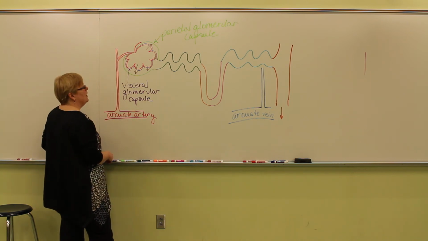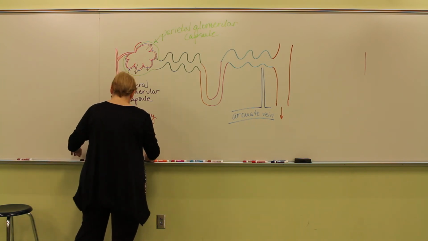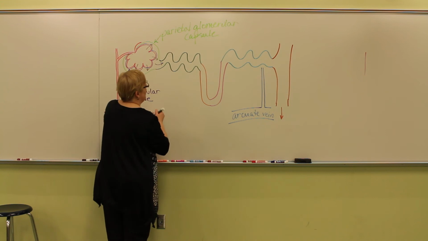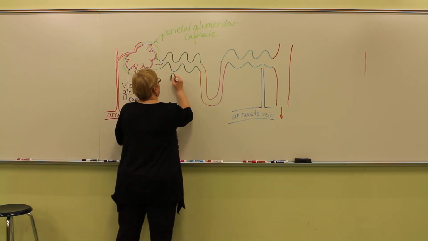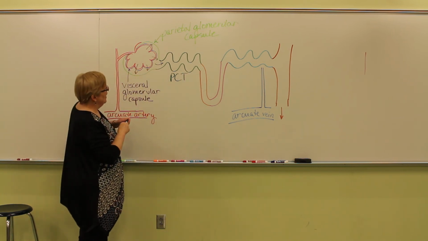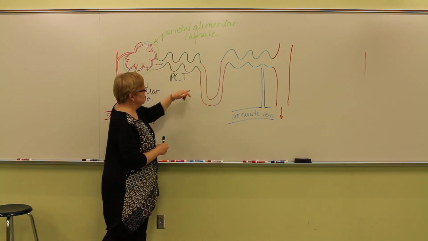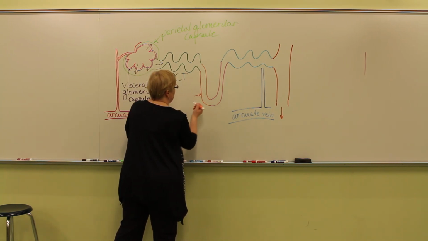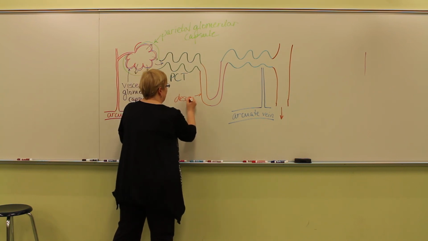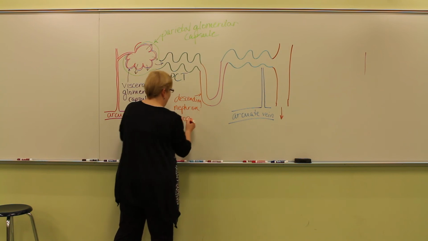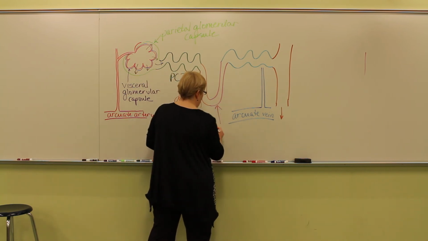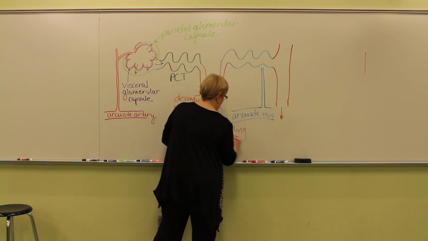Okay, once we've produced our filtrate, it's time to start processing it. The filtrate is going to move into the first section of the nephron, excuse me, and that is the proximal convoluted tubule, or PCT. Okay, and we'll talk in another video about specifically what kinds of processing is going to happen there. Okay, from there, filtrate would move into the descending nephron loop, and then it would pass through the ascending nephron loop.